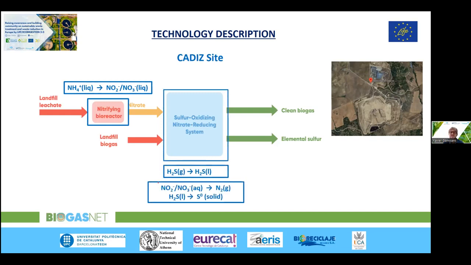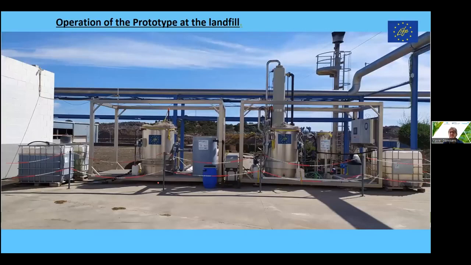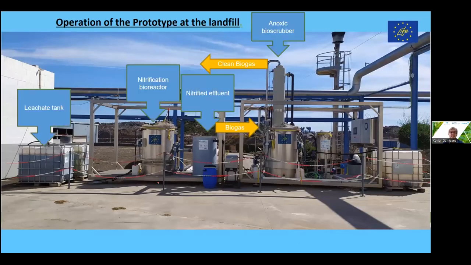Here we are using landfill biogas. We absorb H2S to the liquid phase, and then we produce elemental sulfur and gaseous nitrogen. Nitrogen is obviously not a problem. We can emit as much nitrogen as we want to the atmosphere. And our main products are clean biogas and elemental sulfur. This is an actual picture of the prototype, the basic elements. I think the nitrification bioreactor is about 1 cubic meter, and the sulfurization step is also a bioreactor of 1 cubic meter. It's a bioscrubber, in fact.